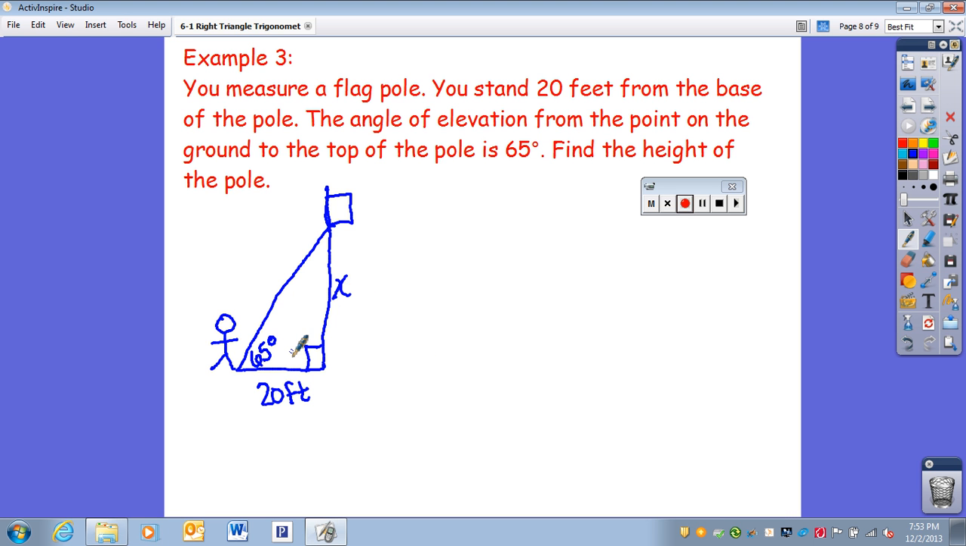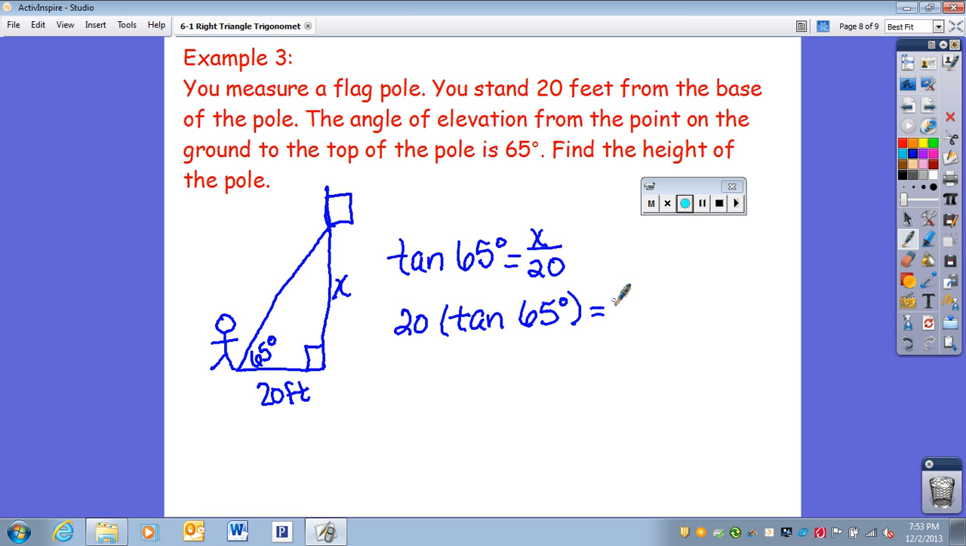So if I use my 65 degrees and my measurement of 20 feet, I can use the tangent of 65 degrees by taking my opposite over my adjacent side. When I multiply both sides by 20, I can take 20 times the tangent of 65 degrees to find my missing length, which is the height of the flagpole. And using my calculator, I would find out that my flagpole rounding to the nearest hundredth is 42.89 feet.